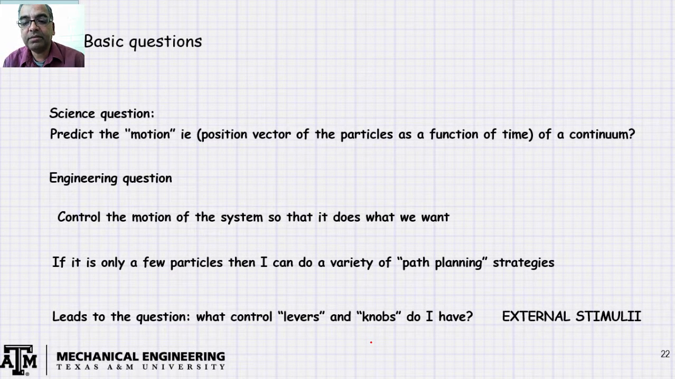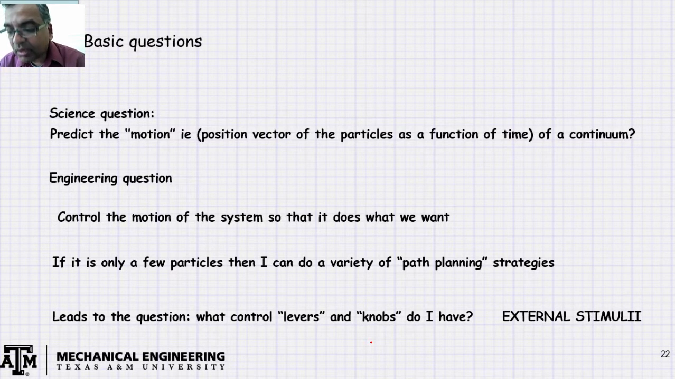What are we interested in? The science question is to predict the motion, i.e. the position vector of the particles as a function of time, of a continuum. How do we do that? That's the science question. The engineering question is to control the motion of the system so that it does what we want. If there are only a few particles, then I can do a variety of path planning strategies. We know how to do it. This is what you learn in a statics and dynamics class. All of this is about controlling motion with very few attributes.